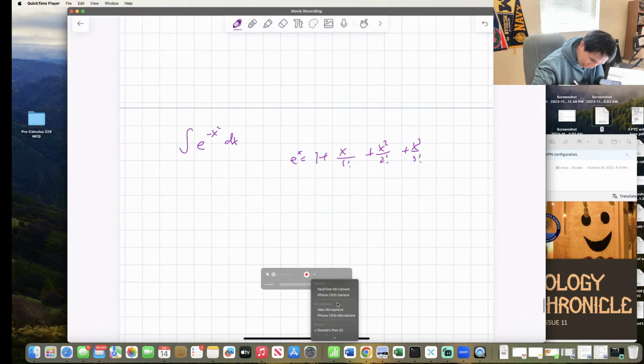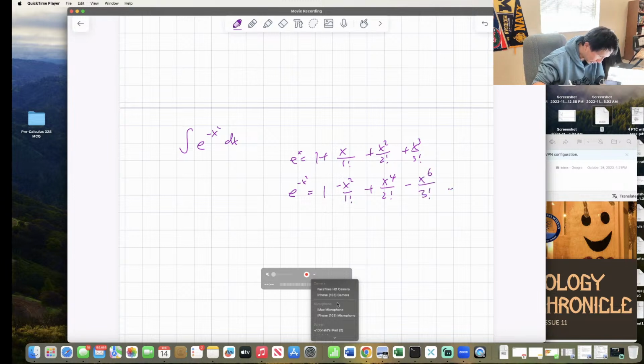Now that means for e to the negative x squared, you're going to replace x with negative x squared everywhere here. So it's going to be 1, and if I replace that, negative x squared over 1 factorial, plus x to the 4 over 2 factorial, minus x to the 6 over 3 factorial, and so on.